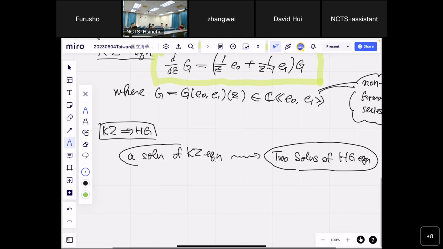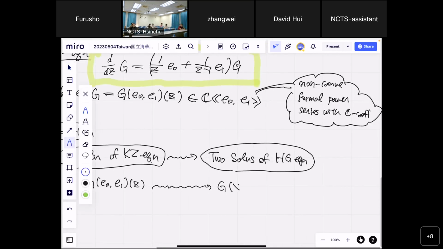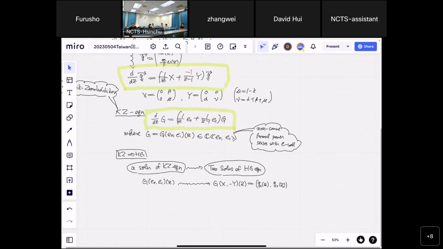You have a solution of the KG equation. You can construct two solutions with hypergeometric techniques. Say, let's say E0, E1, C is a solution of the KG equation. Then, if you evaluate E0 to X and E1 to minus Y, this gives two solutions of hypergeometric equations, G1, G2. Let me explain why.